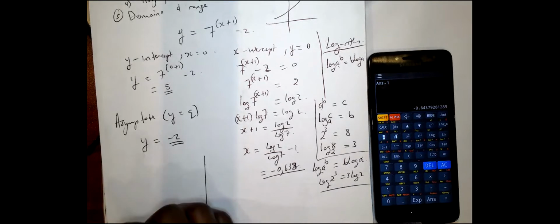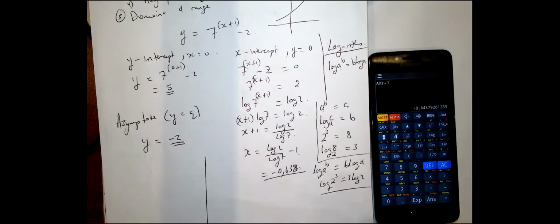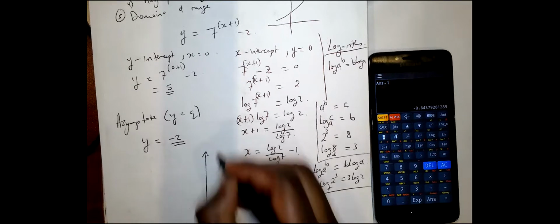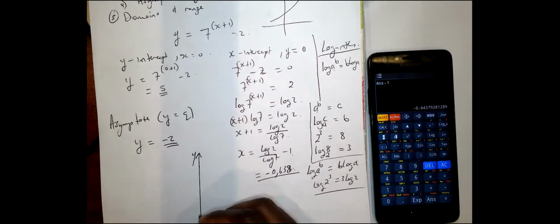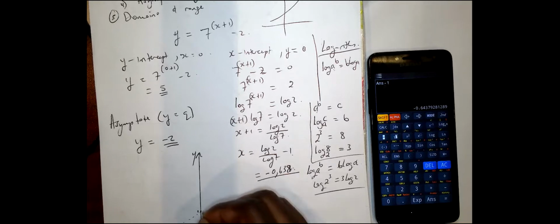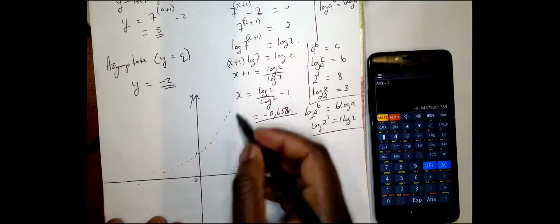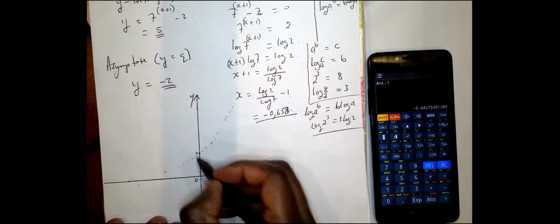Thinking about this idea. Now, what are we having here? We are saying it's y, then it's x and it's 0. Now, our original graph must be 7 to the power of x. We believe that it must touch at 1. It must pass at 1 here.